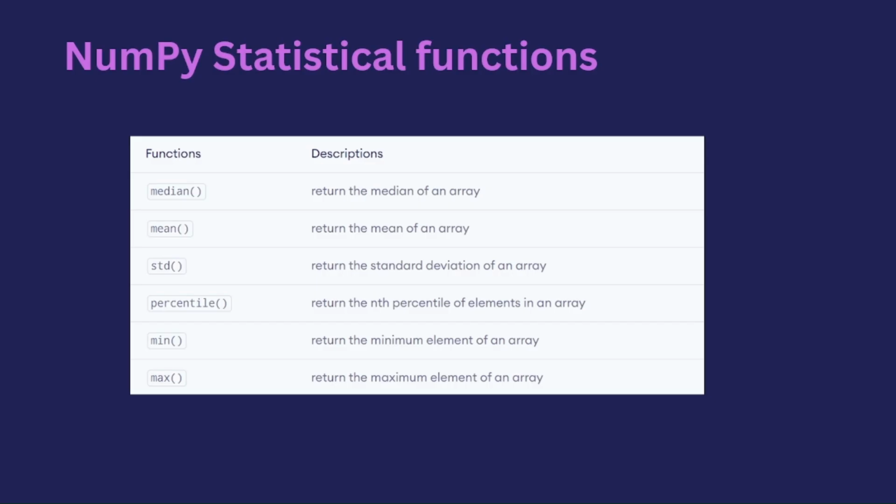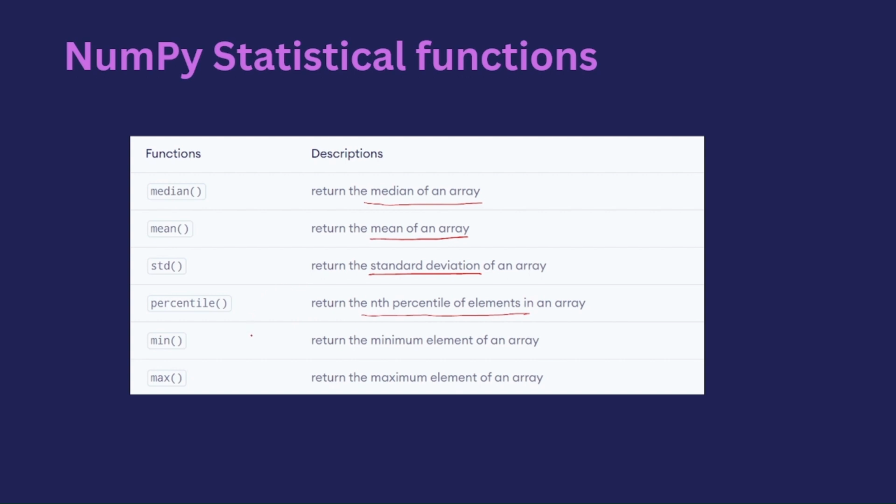Now coming to statistical functions. First one is median. It returns the median of an array, that is the middle element. And the second one is mean. It returns the mean of an array, that is the average of the elements of the array. And the third one is standard deviation. It returns the standard deviation of the array. And the fourth one is percentile. It returns the nth percentile of elements.